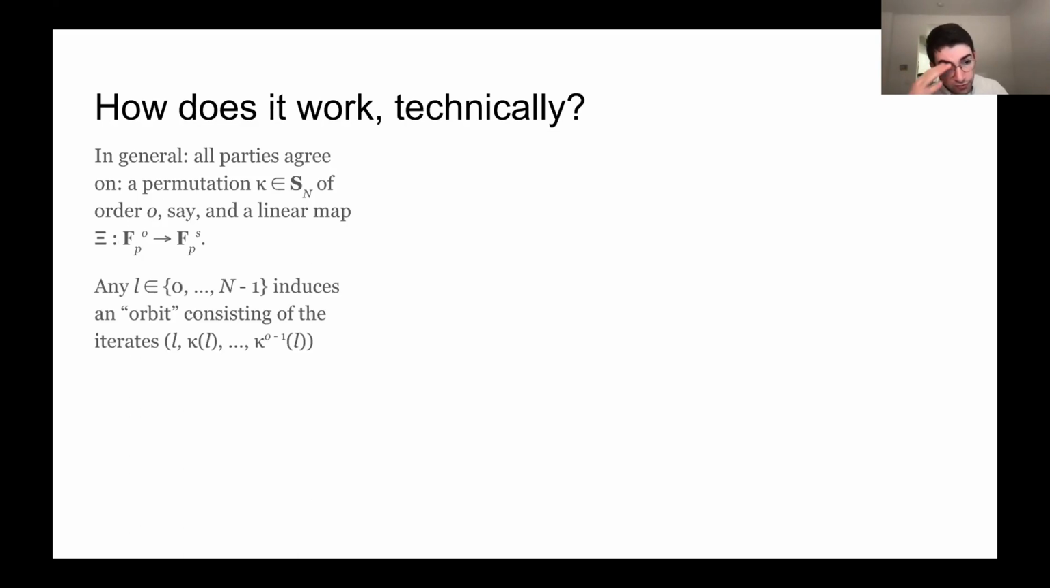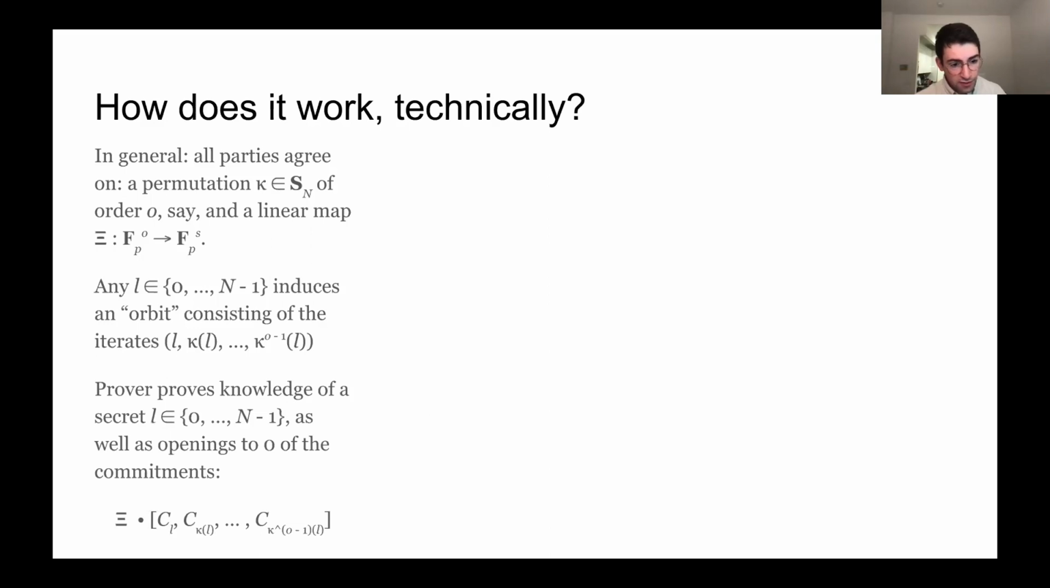And what you then do is say that there's some starting element, say L, and for any such L, you can consider the so-called orbit, which means the iterates of L under this known permutation. So L, then kappa of L, then kappa squared of L, and so on, until you go through the whole orbit. If you're familiar with the idea of a group action in algebra, this is where the idea of an orbit comes from. What you're showing is that for some L, which I, the prover, know, if you take the ordered orbit of L, that will map out some sequence of commitments. And if you apply this linear map to that group of O commitments, you wind up with 0.